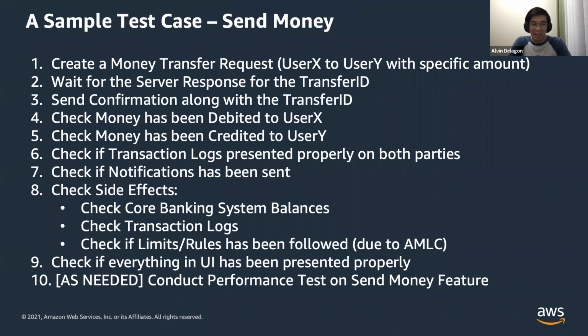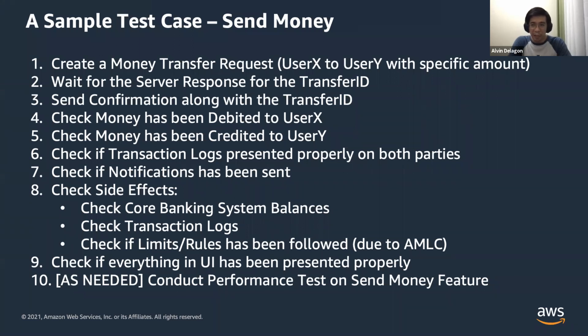One example is a sample test case called send money. First, the mobile app creates a money transfer request, and then the server will provide a response with a transfer ID. The transfer request contains the information about the amount, the sender, and the receiver. Once the transfer ID has been confirmed, the actual transaction will continue. For every transaction, the basic thing is that the amount will be debited to user X and then credited to user Y.